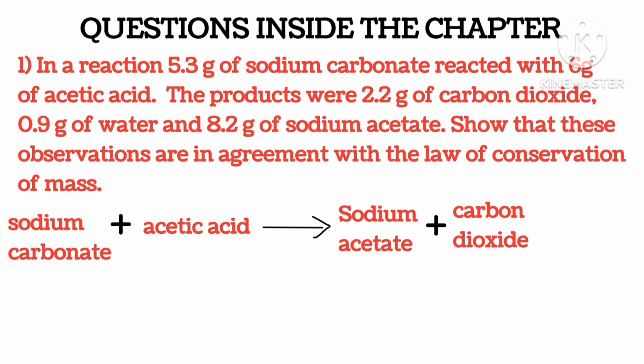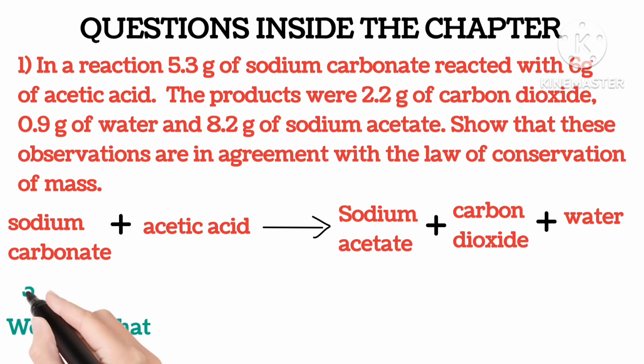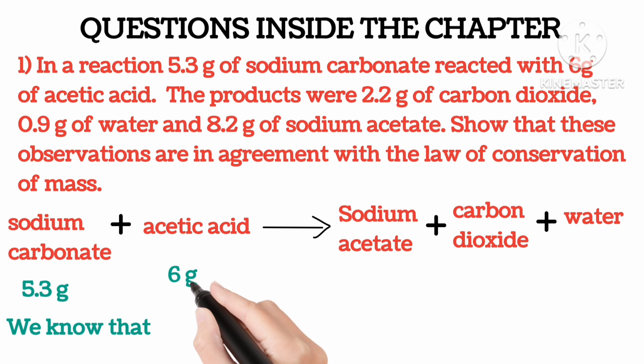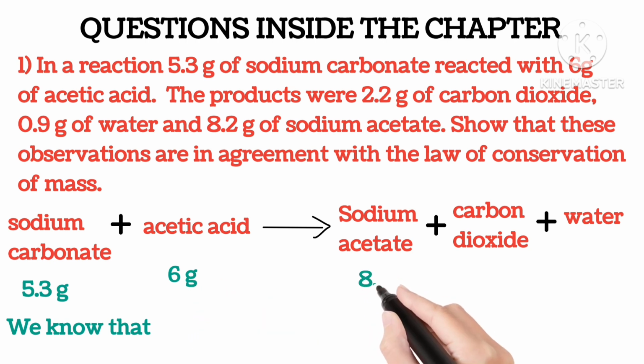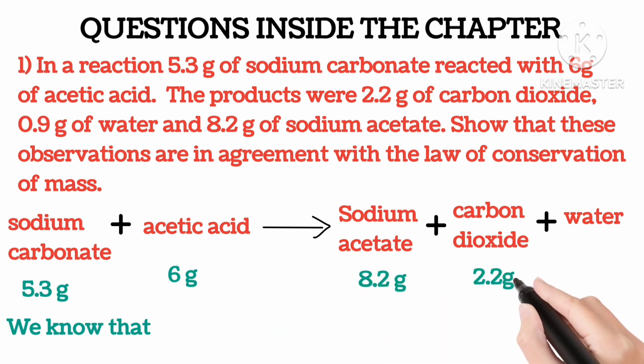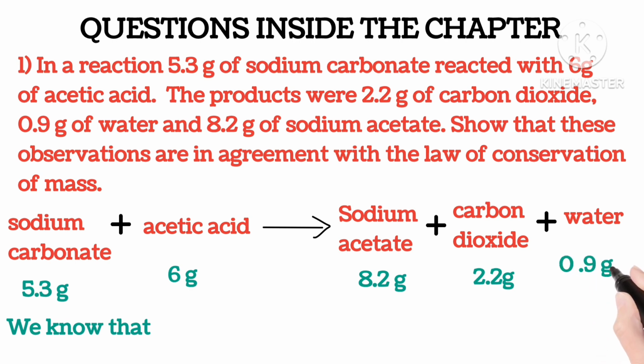So as you can see here, sodium carbonate plus acetic acid is sodium acetate plus carbon dioxide plus water. And we know that sodium carbonate is 5.3 grams, acetic acid 6 grams, sodium acetate is 8.2 grams, carbon dioxide 2.2 and water 0.9 grams.